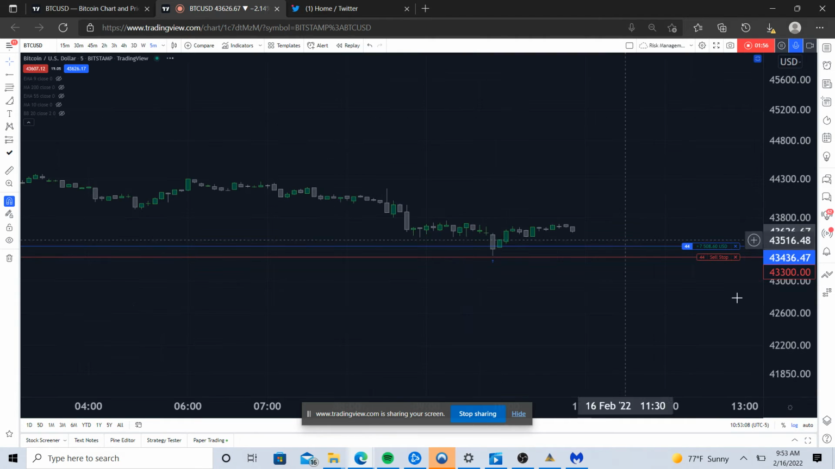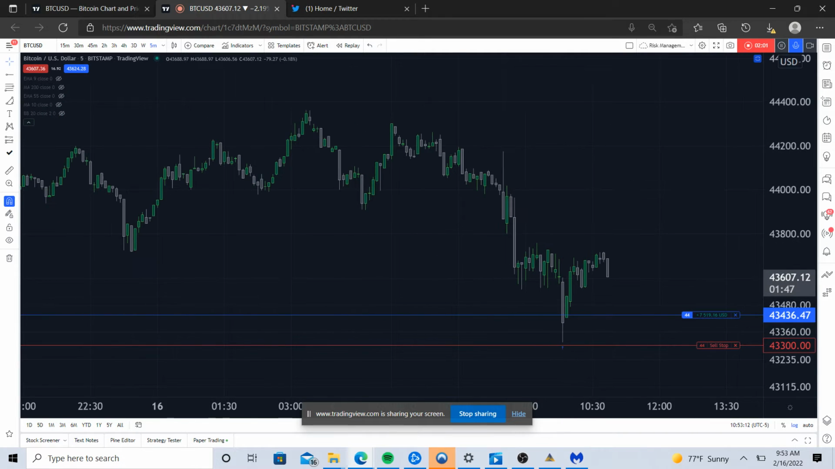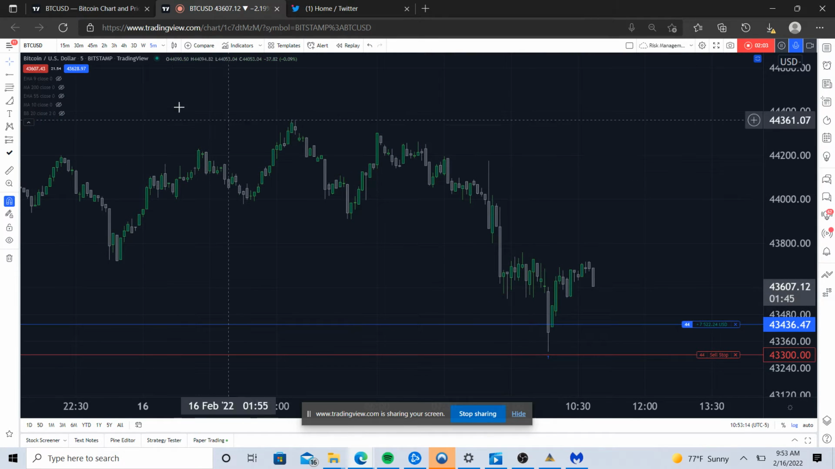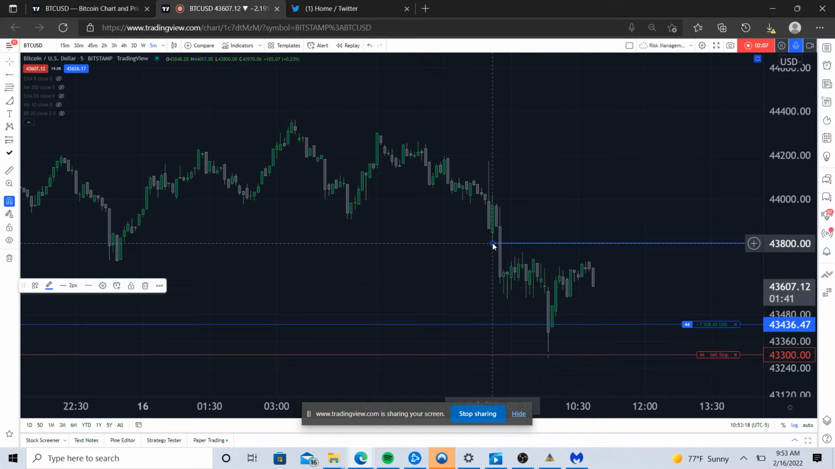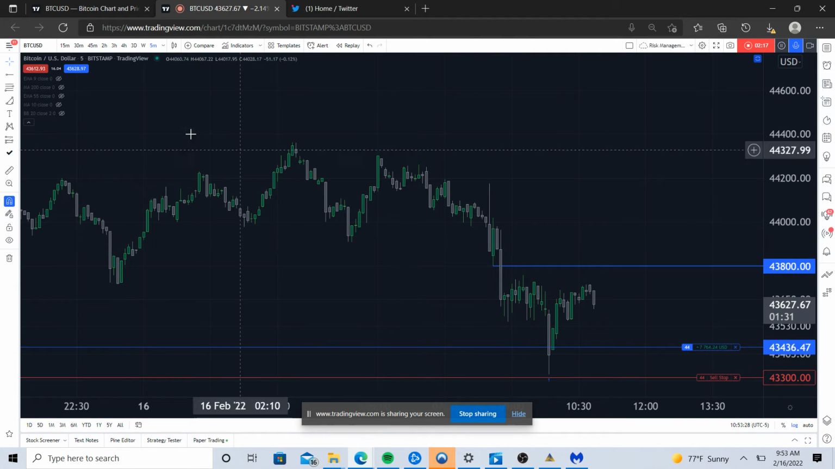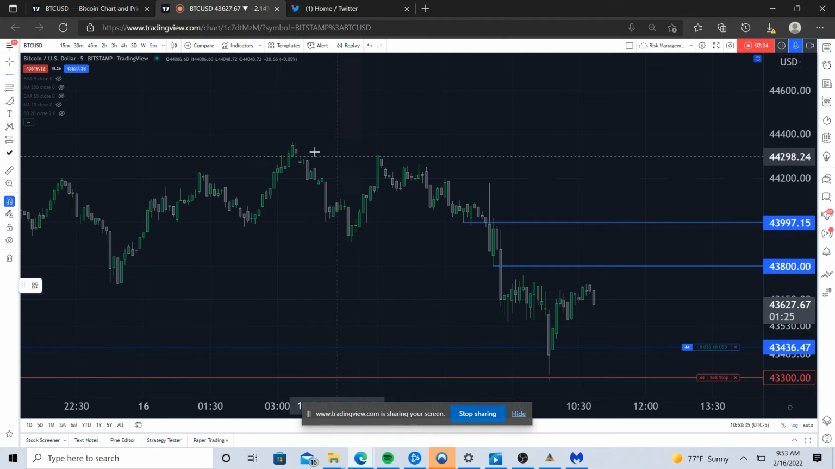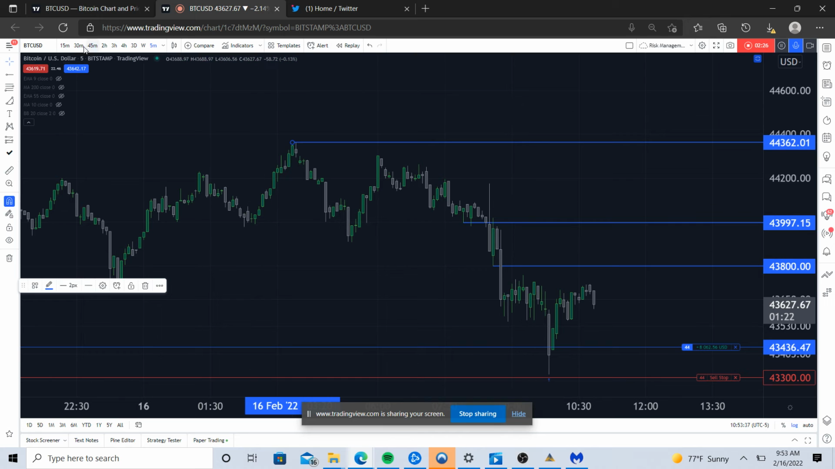So now that we know where to manage risk, the next question is where do we take profit? And when I'm looking to take profit, I just look above, in this case with the long, above current price action. I just look for every price distinction that I can find. So essentially we have this one right here. We have a little bit of one right here. And then of course your highs up here.